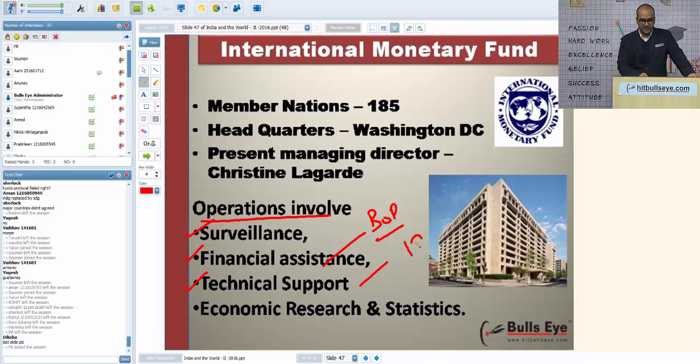So for example, in 1991, we saw LPG reforms in India, liberalization, privatization and globalization reforms, right? Since this was very new for India, we got technical support on how to go about it through the IMF. Then of course, a major function is economic research and statistics.